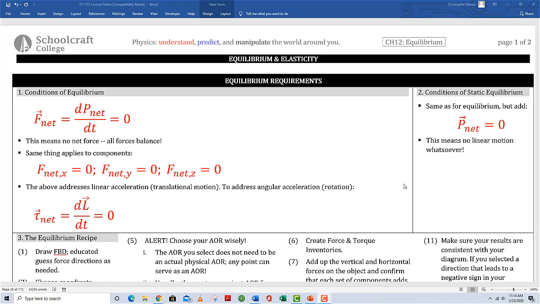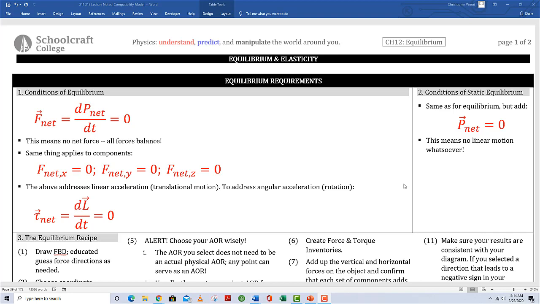Box number 1 describes the requirements for equilibrium on the left. There can be no net force and no net torque. It doesn't mean there are zero forces or zero torques acting on an object. It just means that the net force has to equal zero and all of the torques have to sum up to zero. If the conditions on the left side are met, the object is in equilibrium, meaning it's not accelerating whatsoever, either linearly or rotationally.